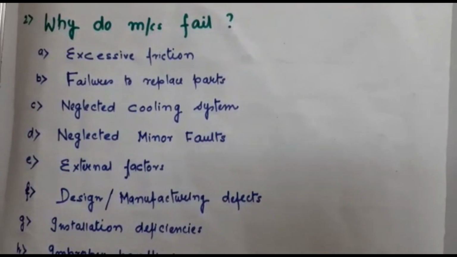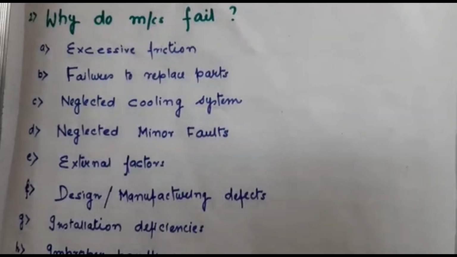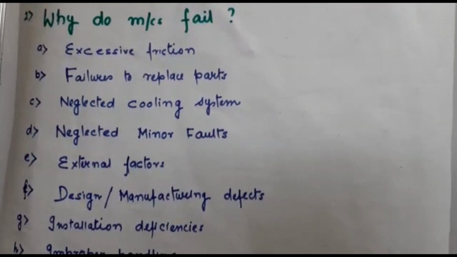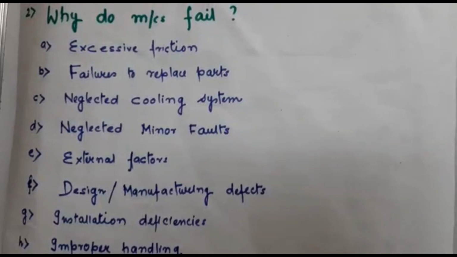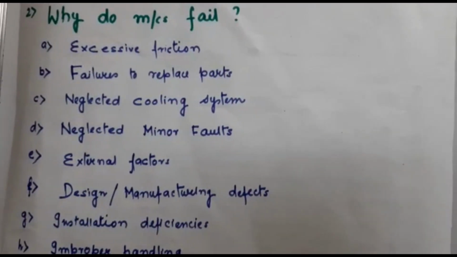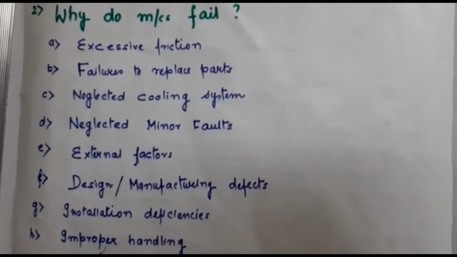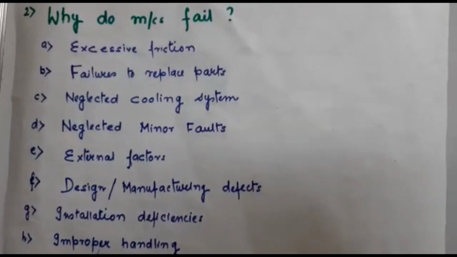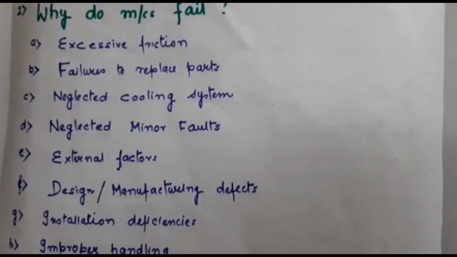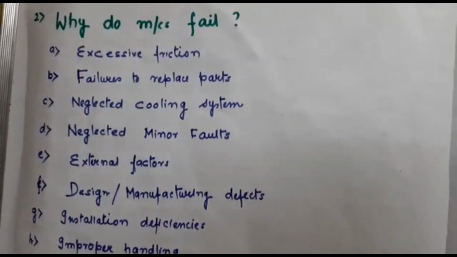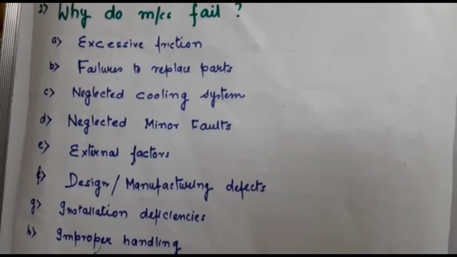The machine may fail because of excessive friction between the parts, right? Or insufficient or lack of lubricants may lead to excessive friction, because of which the machine may fail. Sometimes machines also fail due to non-replacement of parts at regular intervals of time. I'm sure everybody has an Aquaguard at home. So if you are not replacing the carbon filter at regular intervals of time, that may lead to the failure of the machine. Thirdly, it may fail because of a neglected cooling system, which is also a very important part to be seen.